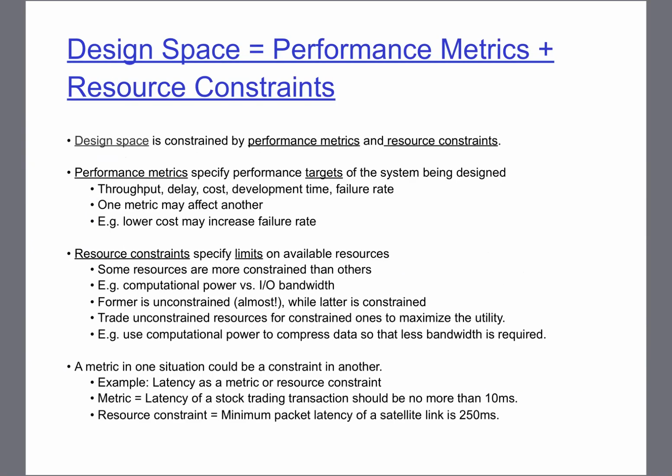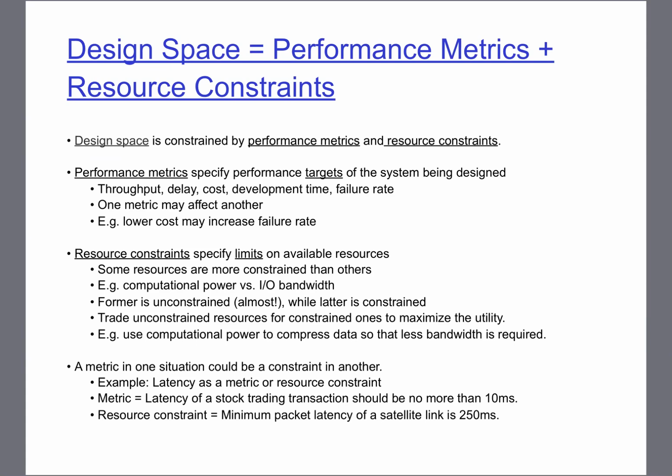So we looked at the design space consisting of performance metrics and resource constraints. Performance metrics are the performance objectives that you want to achieve, and resource constraints are the limitations in terms of available resources that your system has to follow. So sometimes some attributes can be metrics in one instance and constraints in another.